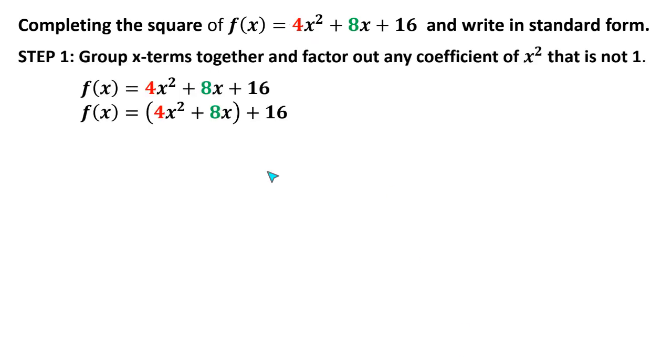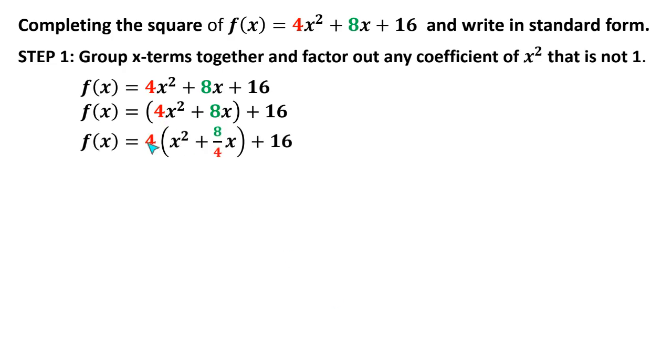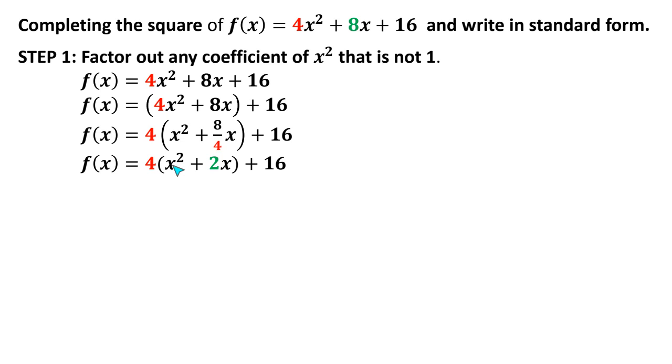So the first step here, I'm going to regroup these together. So I'm going to put parentheses around the terms that have x's in them. And then I'm going to factor out this 4. So if I factor out the 4, then we get x squared. And really what we're doing is dividing: 4 divided by 4 is 1, and 8 divided by 4 is 2. So if we simplify, we end up with x squared and 2x. So you can always double check. 4 times x squared is 4x squared. 4 times 2x is 8x.